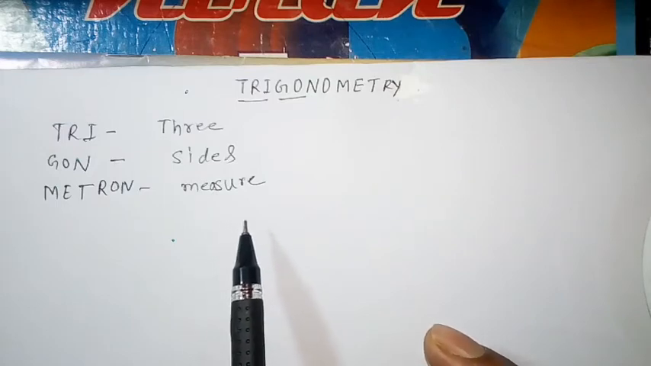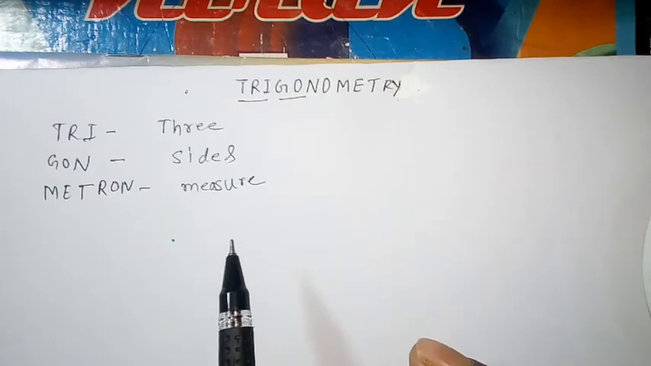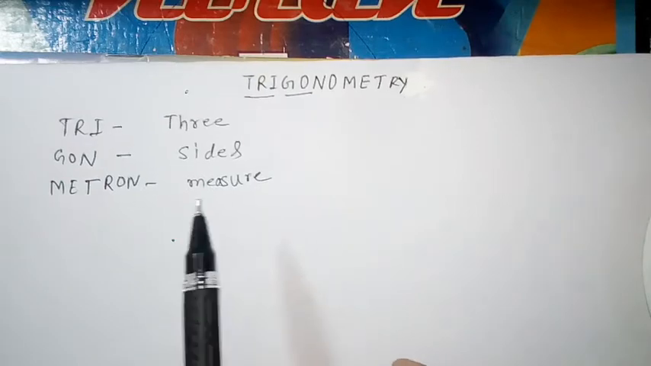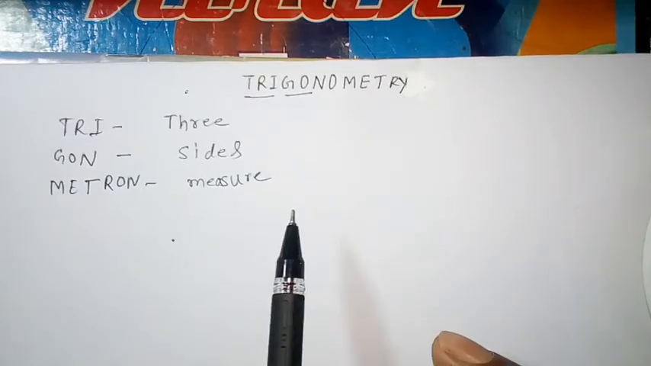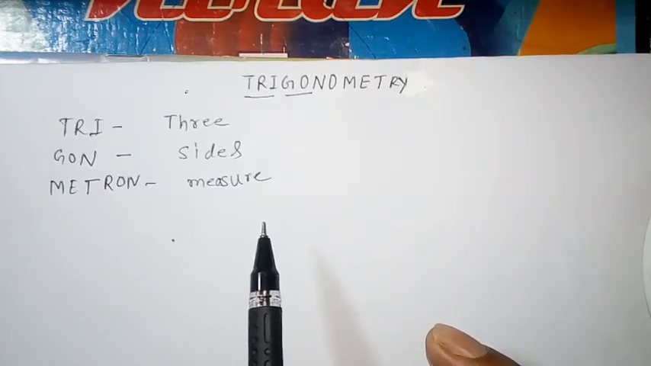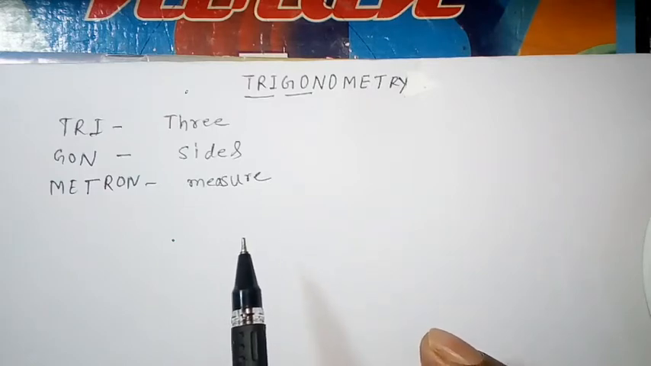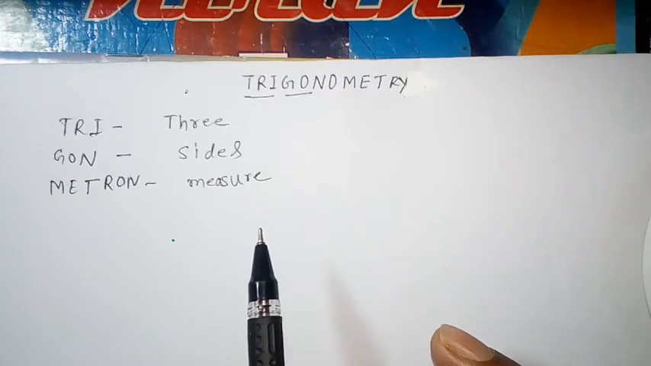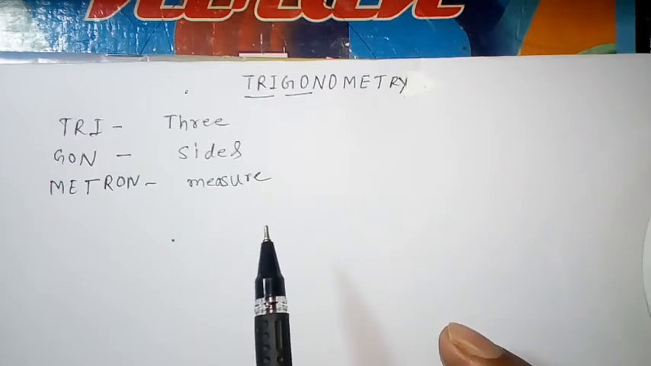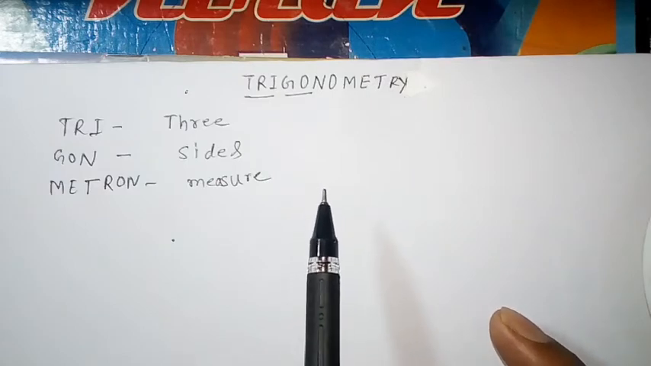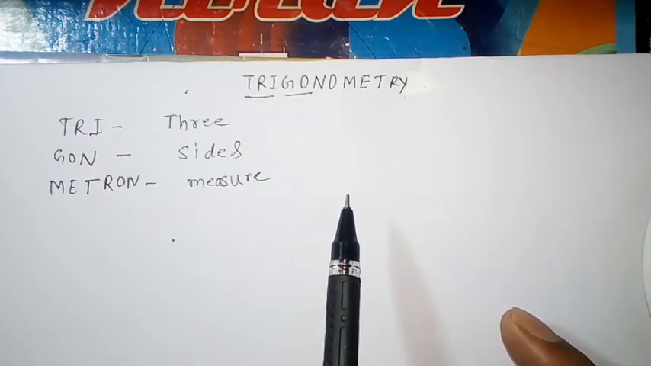In these lessons, lesson 8 and lesson 9, we will study some ratios of the sides of a right angled triangle with respect to its acute angles.